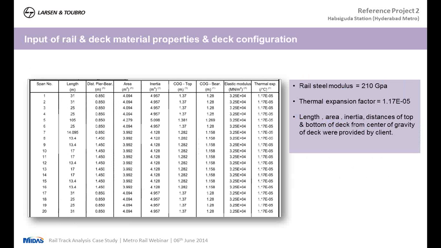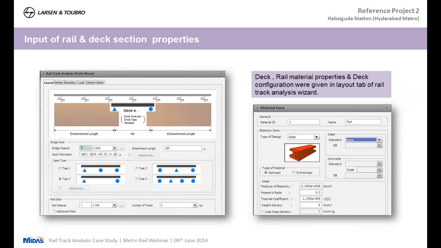Material properties and section properties were given for the rail and deck section as shown in this diagram. Again, deck and rail material properties and deck configuration were given in the layout tab of the rail track analysis wizard. These are the screens of that particular project.